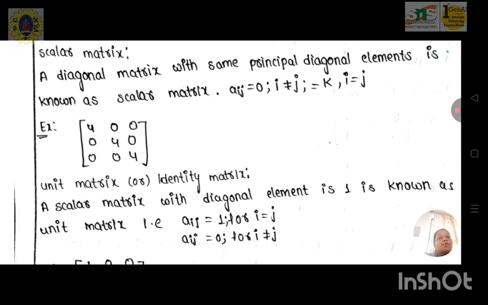The next one is the unit matrix or identity matrix. A unit matrix is a scalar matrix where, instead of 4, the value will be 1 for all the diagonal elements. If the value is 1, then the matrix is called a unit matrix or identity matrix. So simply we can say that a scalar matrix with diagonal element 1 is known as a unit matrix. For example, 1 0 0, 0 1 0, 0 0 1. For a 2 by 2 matrix we will have 1 0, 0 1 as an example.